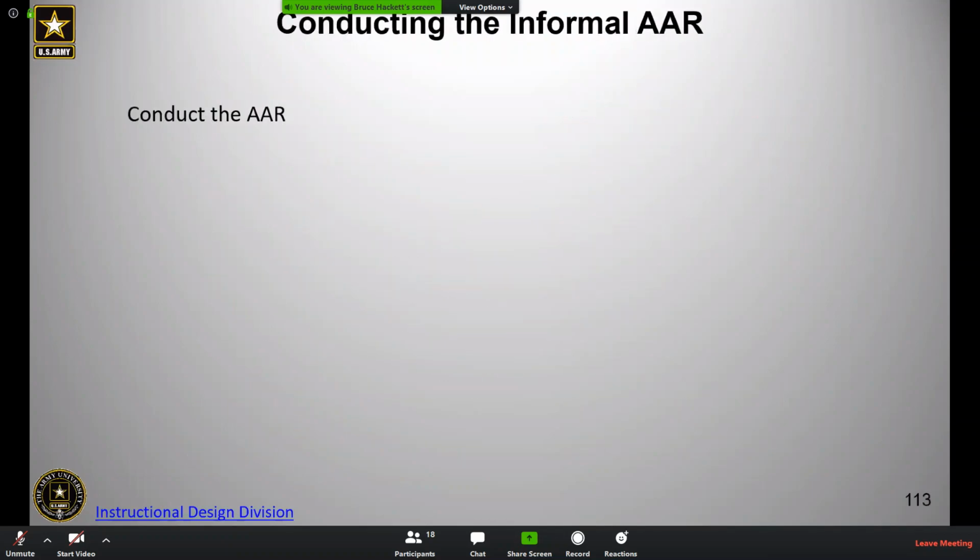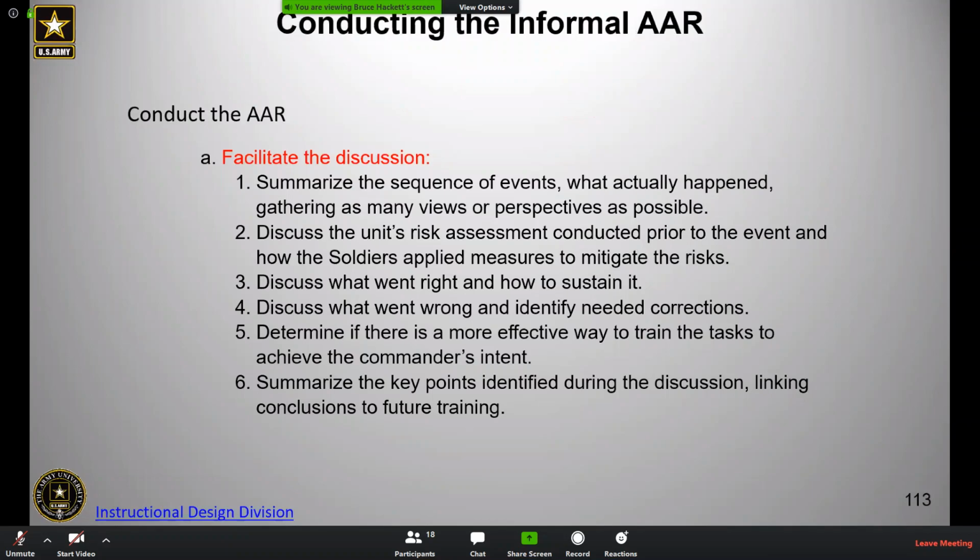Conduct the AAR. Facilitate the discussion, summarize the sequence of events, discuss the unit's risk assessments conducted prior to the event and how soldiers applied the measures to mitigate these risks. Discuss what went right and how to sustain it. Discuss what went wrong and how to identify needed corrections. Determine if there is a more effective way to train the task. And summarize the key points identified during the discussion, linking the conclusions to future training and recording observations.